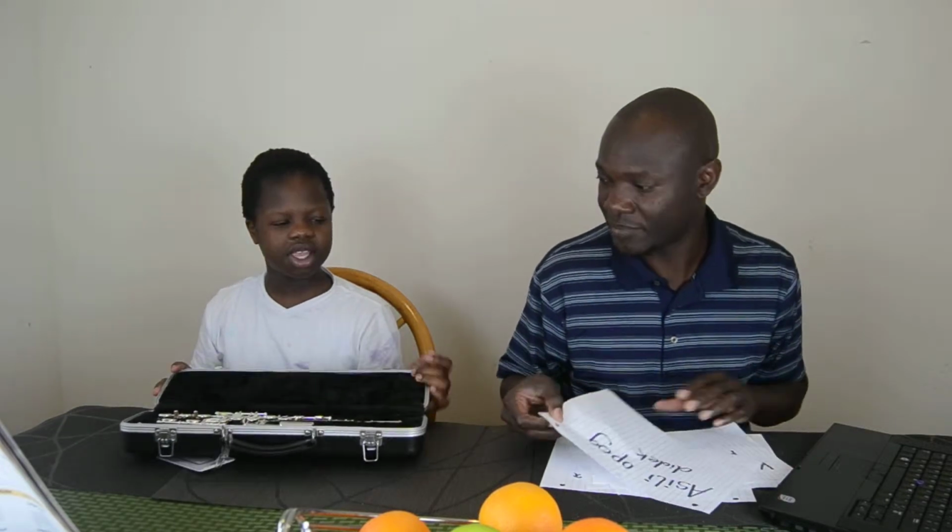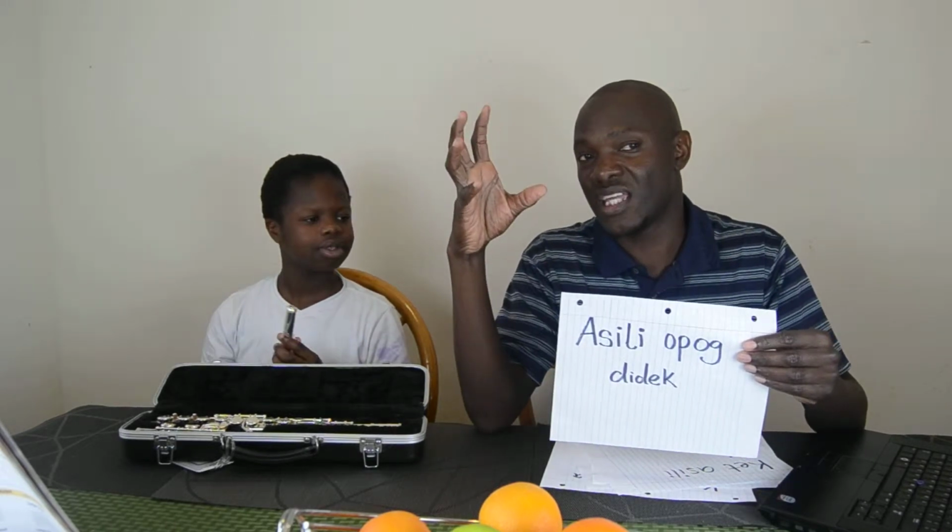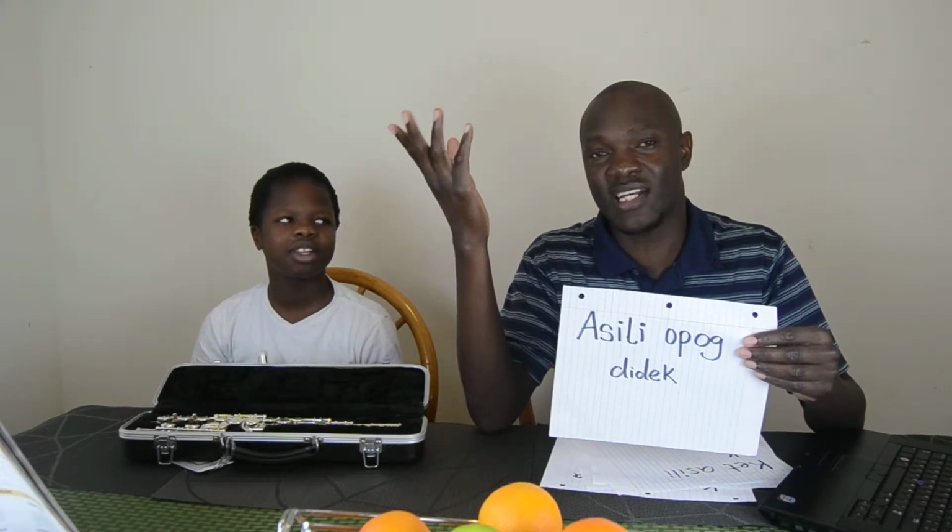So Nikki will explain something about the flute. These are the three parts of the flute. The head joint. Remove it. Nobody can see that. The head joint. So head is wiye. Remember the head, shoulders, knees and toes song? Head joint is wiye.